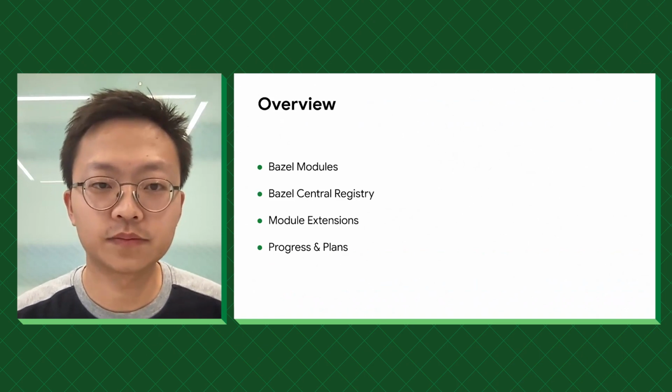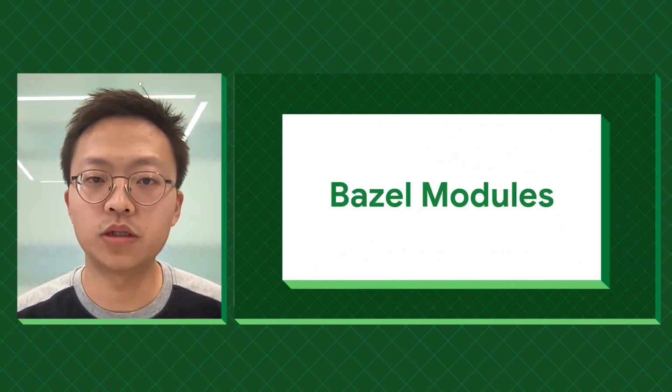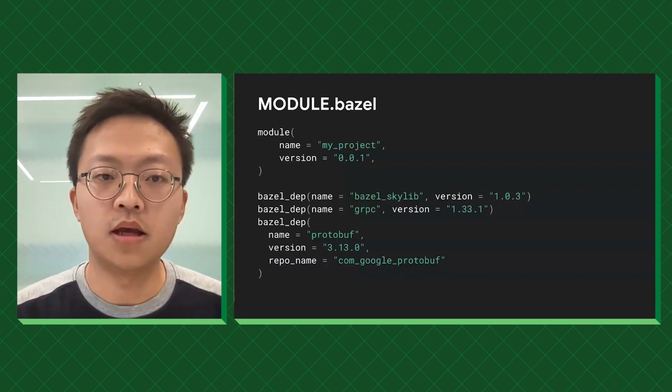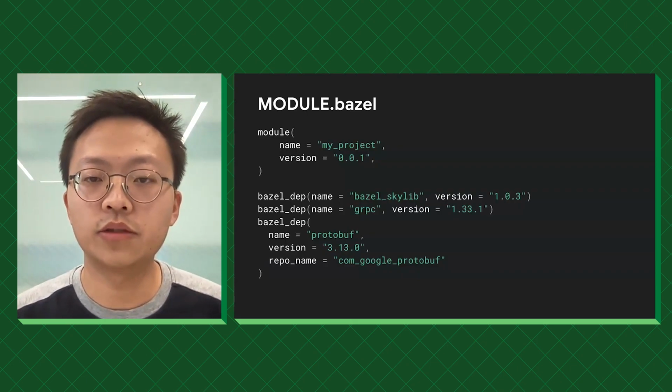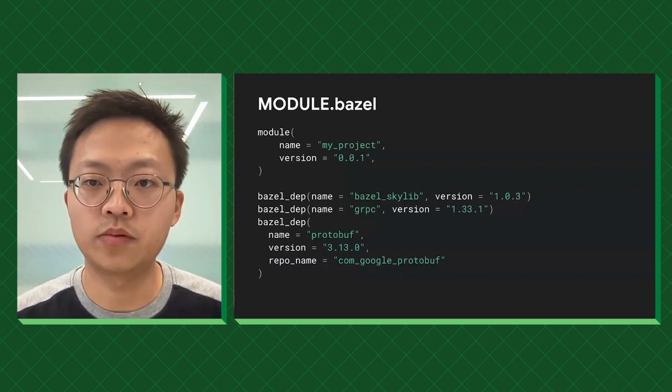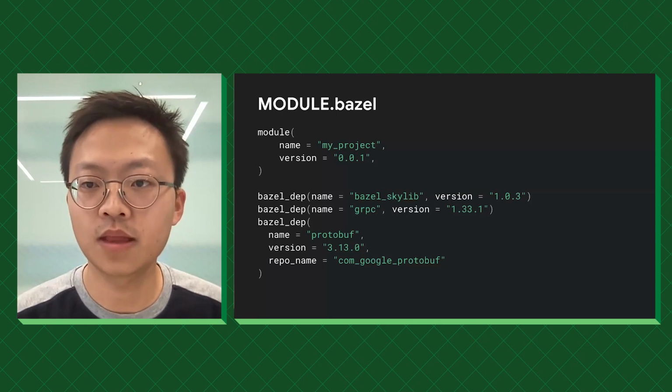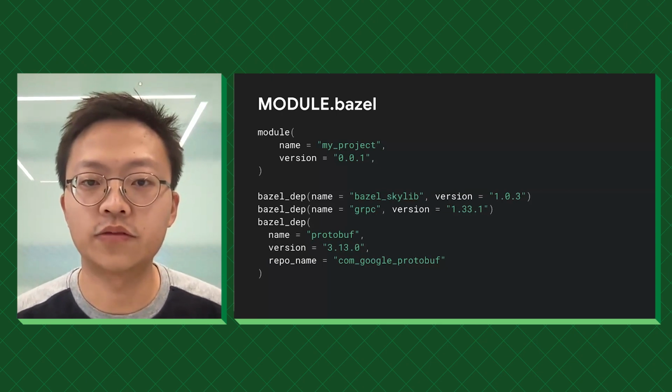Let's get started. So in the new world, every Bazel project is a Bazel module, which defines dependencies in the module.bazel file at its source root. As you can see, you can use the module directive to describe properties of your own project, and use the bazel_dep directive to declare dependency on other Bazel modules at a specific version. Each bazel_dep is fetched from a Bazel registry and will generate a corresponding external repository.